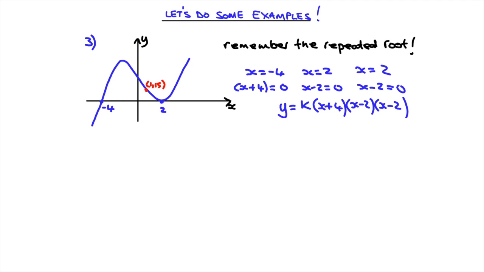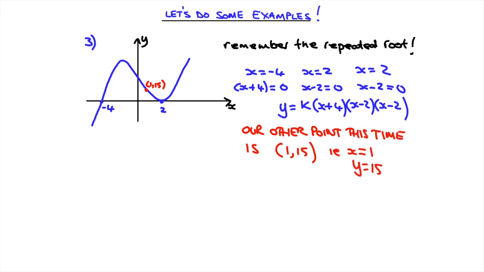Now we have another point on the curve. This time it is not where it crosses the y-axis. More often than not it is, but it's not always the case. This time our other point on the graph is (1, 15). So x is equal to 1 and y is equal to 15. So again, with this other point, we go back to our family of parabolas and substitute these values in.